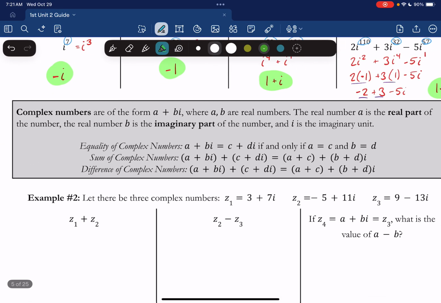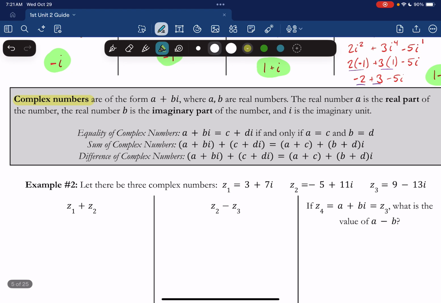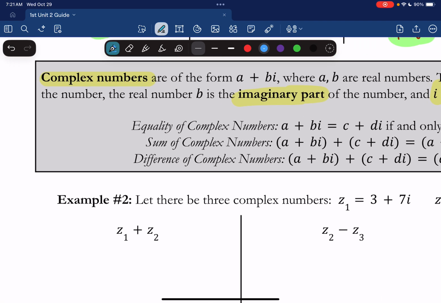Okay. So now getting into full definitions, complex numbers are of the form a plus bi, where a and b are both real numbers. A is considered the real part, the real number. B is the imaginary part of the number, and i is that imaginary unit. So when we add and subtract these, we add and subtract real from real and imaginary from imaginary.